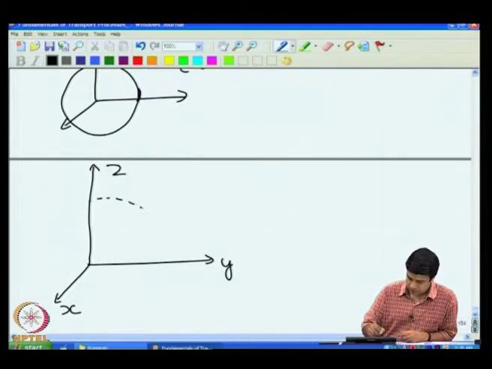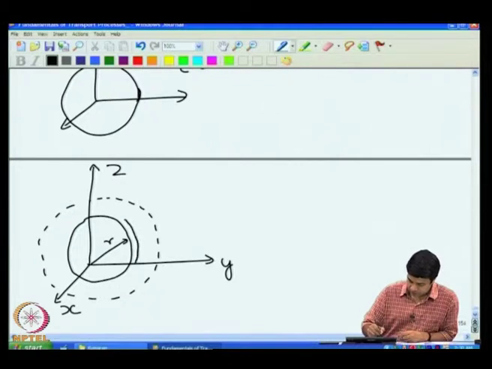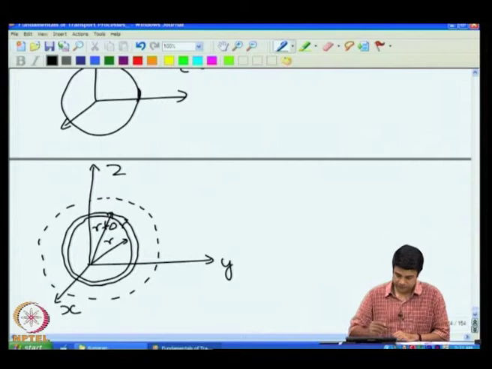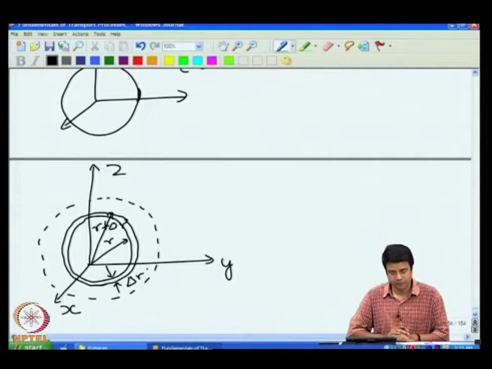if I have a particle that looks something like this, I consider a shell between two surfaces, one of radius r and another spherical surface at radius r plus delta r. Okay, there are two surfaces. One surface is at radius r and the other is at radius r plus delta r. The thickness of this shell is delta r.